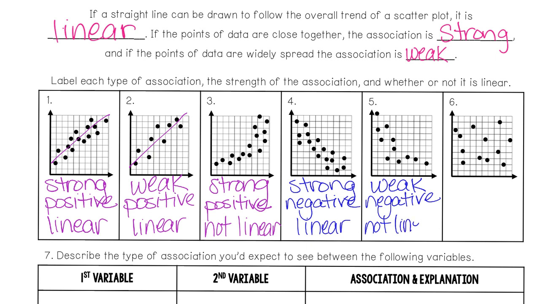Y'all are already getting the hang of it. All right, last but not least, strong or weak? Weak. What about the association? None. I'm going to just write the word none because space-wise, we'd really say no association, of course. But what about it being linear? Good.